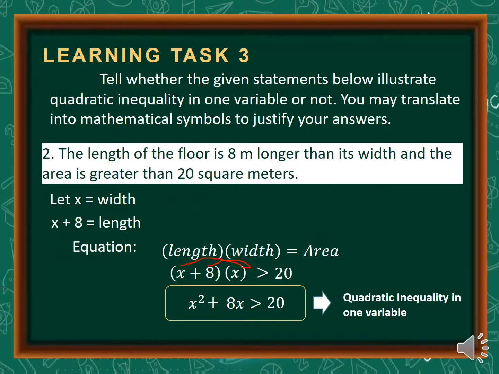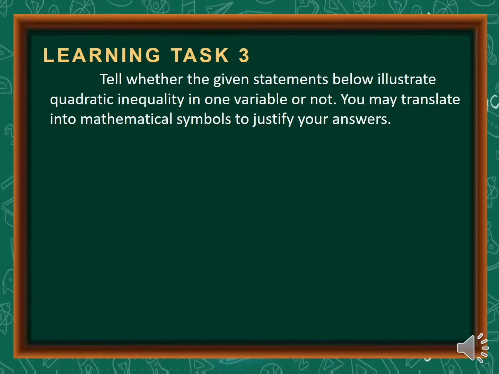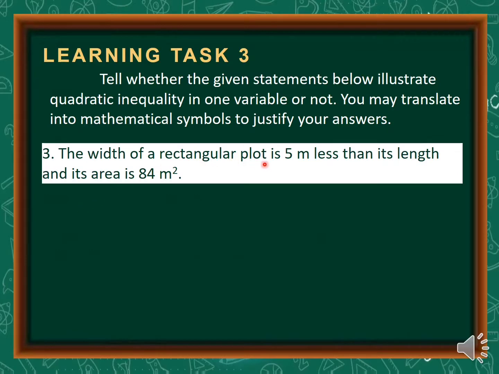Very good. So this is a sample of quadratic inequality. Why? Kasi yung degree natin is in the degree of 2. And then we also use the inequality symbol. Okay? And for our last statement, our given is the width of a rectangular plot is 5 meters less than its length. And its area is 84 square meters. So, here, we can actually tell if it is quadratic inequality or not. But we have to translate it into mathematical symbols to justify our answer.